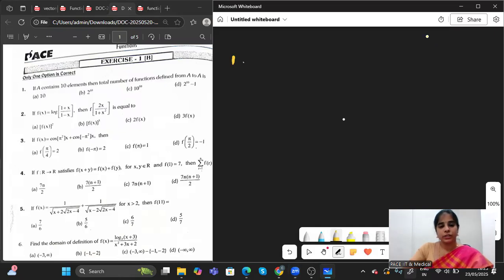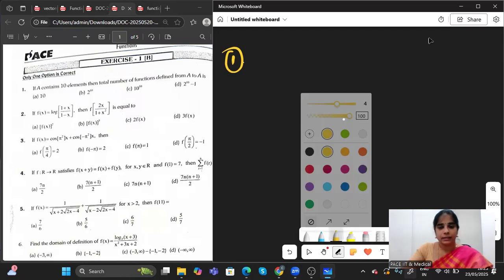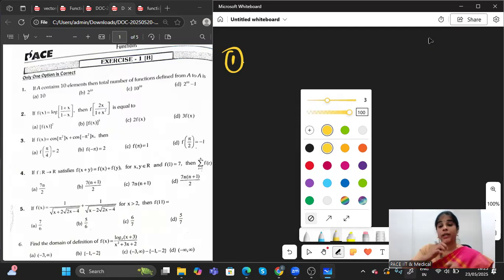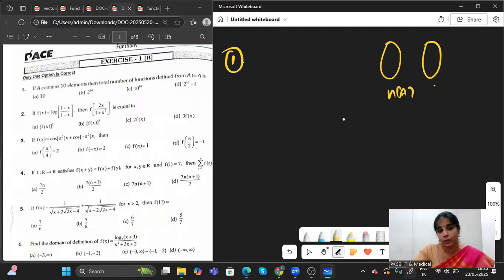Right, now observe question number 1. What is given? A contains 10 elements, and we need the total number of functions from A to A. Both have the same number of elements. If the number of elements is n(A) and n(B), then the total number of functions is n(B) to the power n(A). Now A has 10 elements and the function is from A to A, so 10 to the power 10 will be your answer. So option C will be your answer.